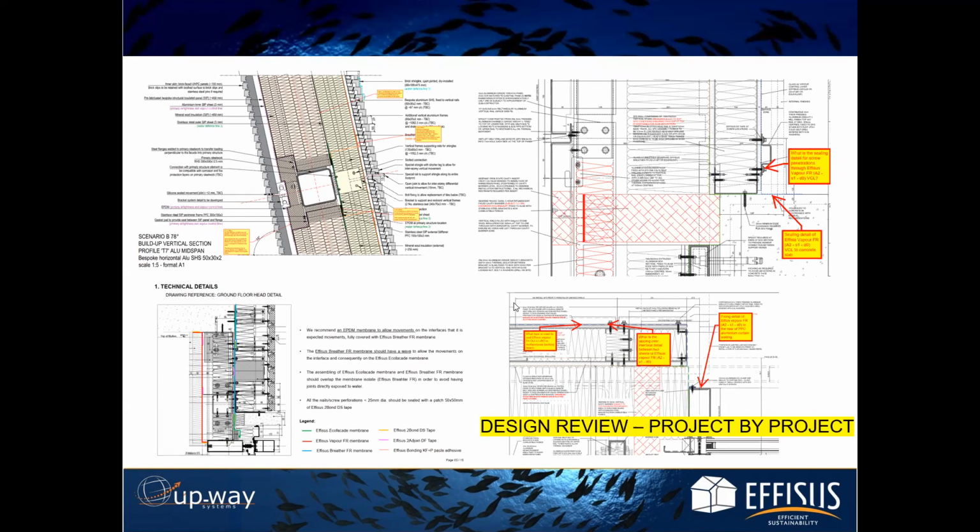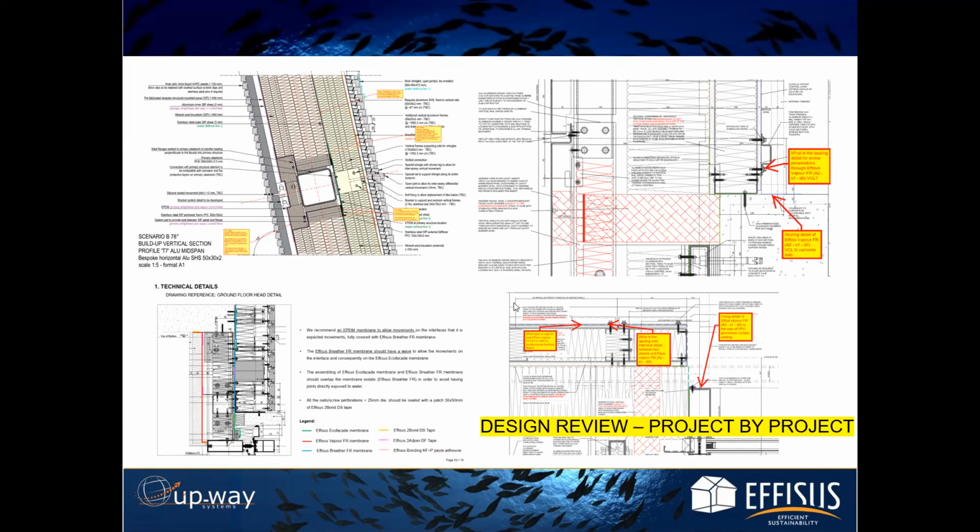How should we deal with lapping over the interface detail between two sheets of vapor membrane? Also, what kind of tape should be used to seal our vapor membrane, for instance, to a multi-purpose backing board? So these are all questions that we answer in a very early stage of the project.